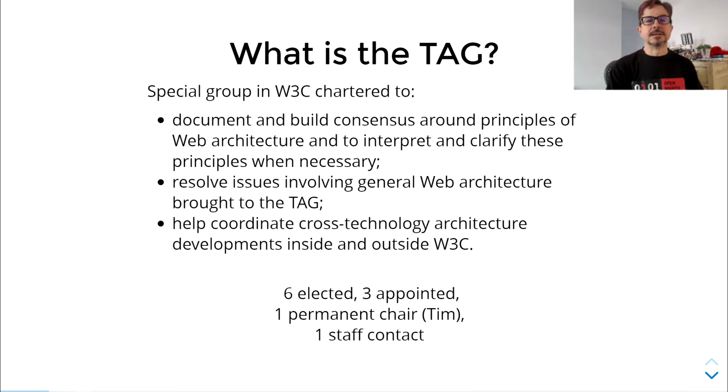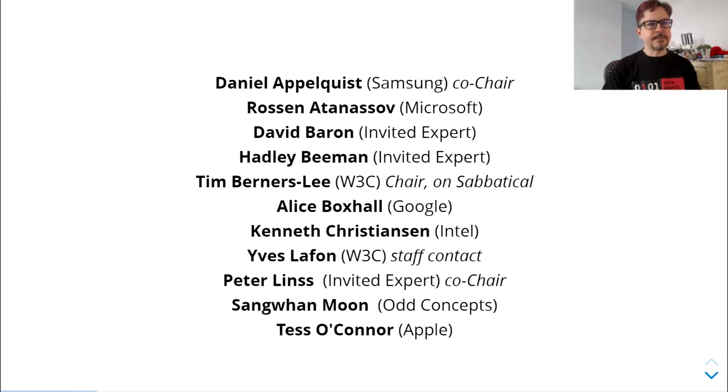We have 6 elected participants. They're elected by the Advisory Committee. We have 3 appointed participants, appointed by the Director, and we have 1 permanent chair, who is Tim, and 1 staff contact, which is Yves. Apart from myself, we have Rossen from Microsoft, David Baron, invited expert, Hadley Beeman, invited expert, Alice Boxhall from Google, Ken Christiansen from Intel, Yves Lafon, he's our staff contact, Peter Linss, also an invited expert and my co-chair, Sangwhan Moon from Odd Concepts, and Tess O'Connor from Apple.